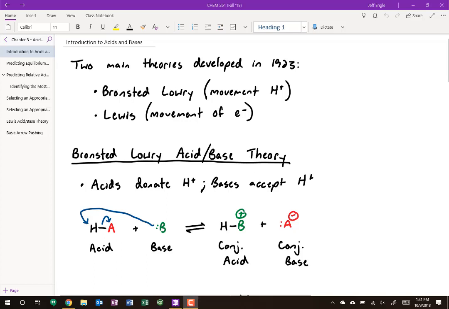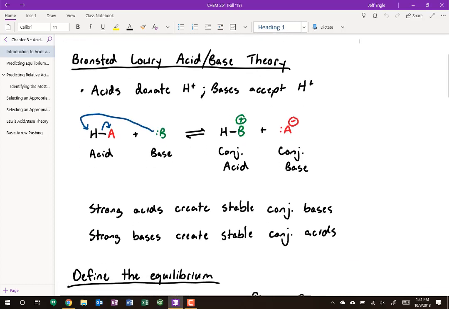All right, so yesterday we talked about two main theories for acid-base chemistry. We're going to focus the majority of our time on Bronsted-Lowry's theory of acid-base chemistry, where we're discussing movement of protons. And just briefly to review yesterday, we said acids donate protons, bases accept protons. And after an acid gives up its proton, it becomes a conjugate base. And once a base accepts a proton, it becomes a conjugate acid.